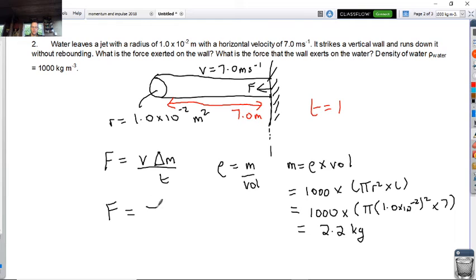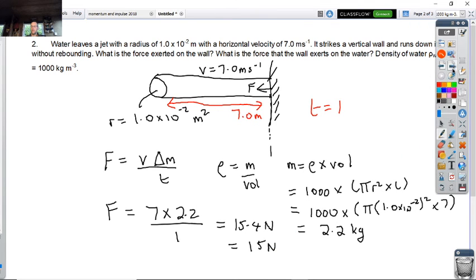Now, to work out the force, I'm going back to this equation here. I'm now going to take the velocity, which is 7. This now gives me my delta m over delta t, which is going to be 2.2, or we can say the mass in 1 second, which comes in here, and that gives an answer of 15.4 newtons, or to 2 significant figures, I can say that's 15 newtons.